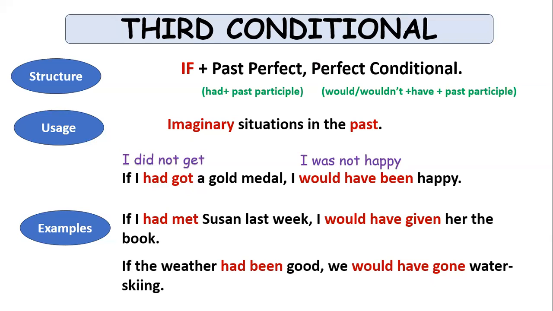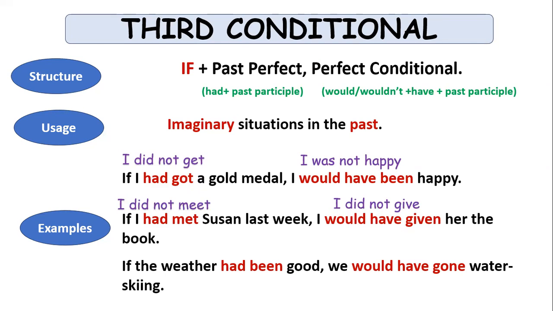If I had met Susan last week, I would have given her the book. What does this mean? It simply means that I did not meet Susan. And of course, I did not give her the book because I simply did not meet her. You see, if I want to translate this in Arabic, it would sound like لو كنت قابلت سوزان الأسبوع الماضي كنت أعطيتها الكتاب. But this did not happen.